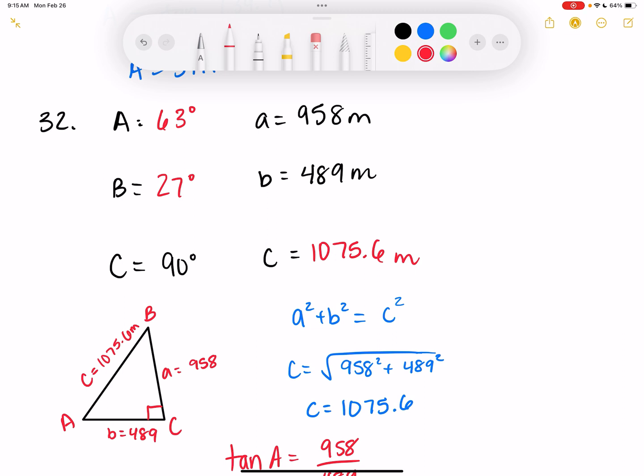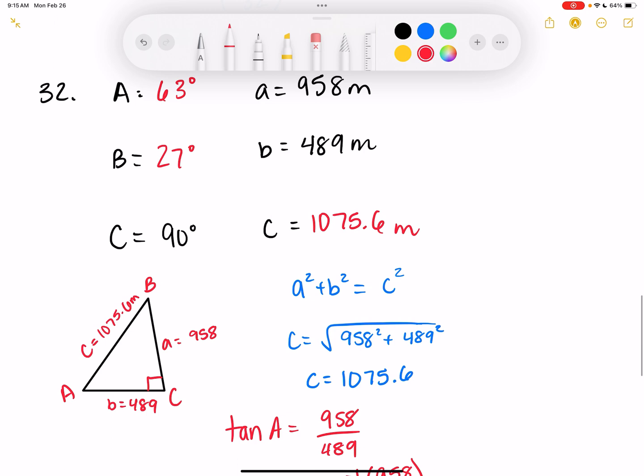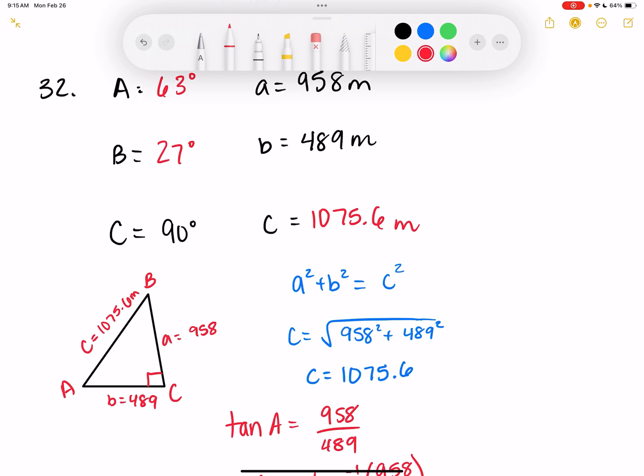All right, have we found angle A or angle B yet? Angle A is... Is it 60? What is it? 63.